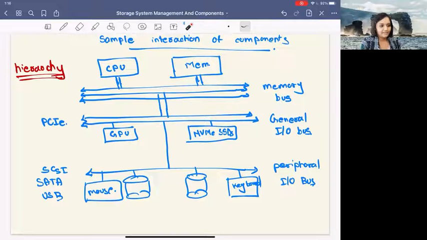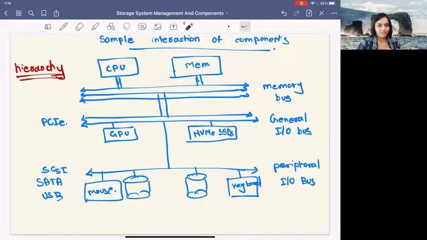And then let's group the devices in the sense of the fastest devices, a bit slower than that, and the slowest devices into different categories, and then have a different bus for each one of these groups of devices. That's exactly the hierarchy that you're seeing on your screen right now.